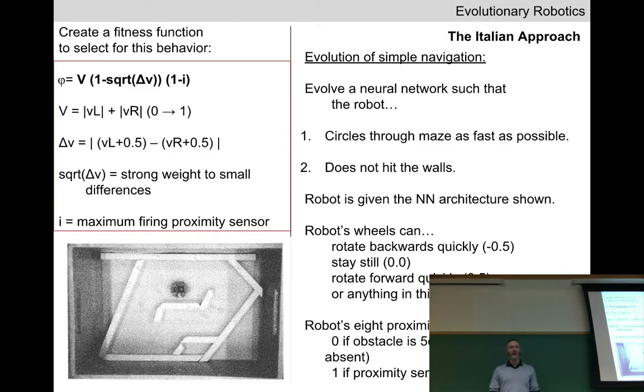The first one, uppercase V, is the most obvious one, right? The robot can't stay still. We want it to move. But they didn't just take the sum of VL and VR. They took the sum of the absolute values of VL and VR. Seems kind of odd. Why take the sum of the absolute values of these two?